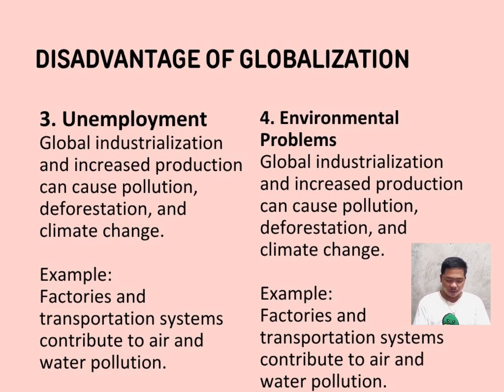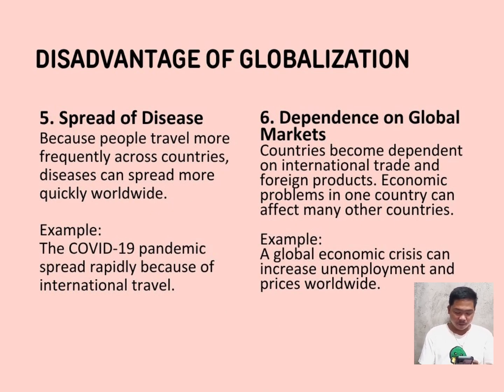Number 4, environmental problems. Global industrialization and increased production can cause pollution and climate change. Example, factories and transportation systems contribute to air and water pollution. Number 5, spread of disease because of people traveling. Diseases can spread more easily worldwide. Example, the COVID-19 pandemic spread rapidly because of international travel.